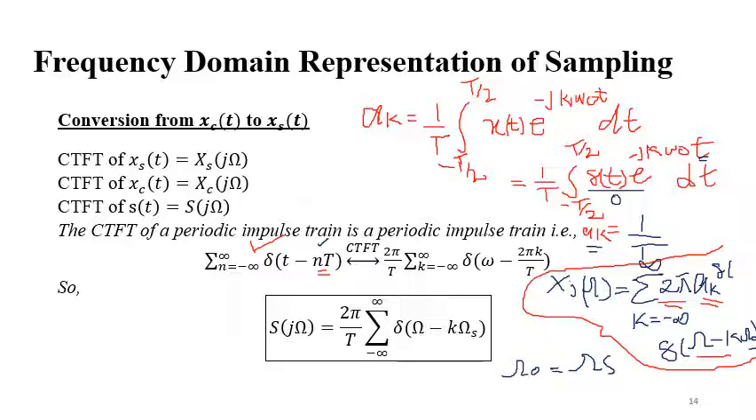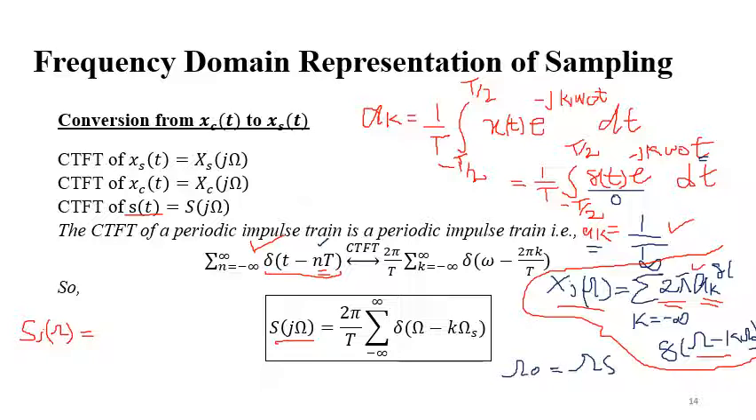Okay, so that means instead of X(jω), we have the signal s(t). The signal s(t) will have the Fourier transform S(jω), and this is equal to, now the Fourier series coefficient we have found for this particular case of impulse train, this is equal to 1/T.